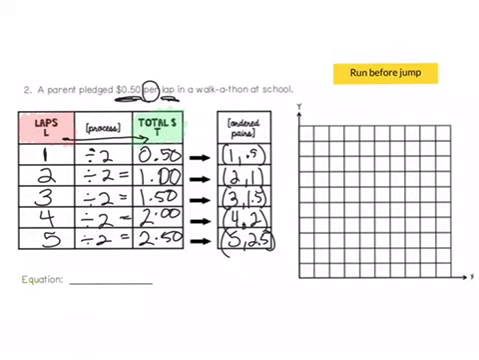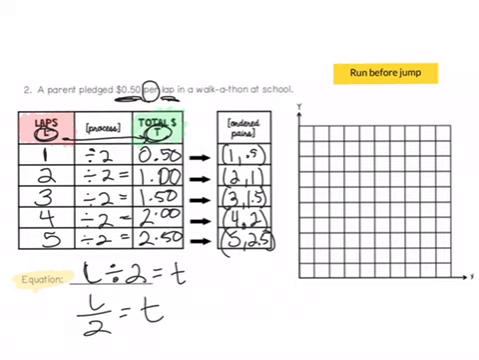Next, we need to come down here and look at the equation. So we already have the equation in front of us, we just need to interpret it, and this is based on what we've already figured out with our rule. So laps is represented by the letter L, total is represented by the letter T. So how do we go from laps to the total? For every lap, L, we take L and we divide by 2 to give us T, the total cost. Again, we could do L divided by 2 equals T. We could write it as a fraction.